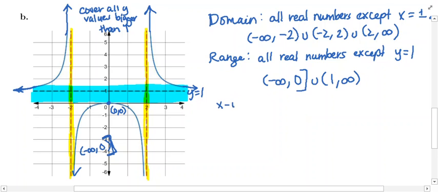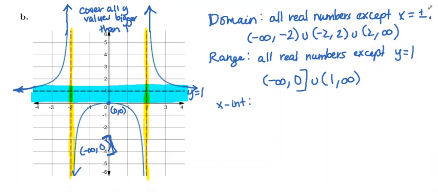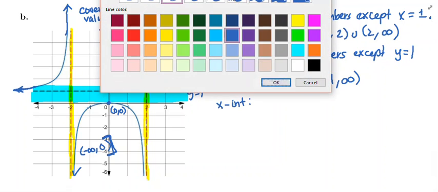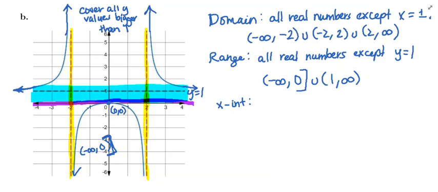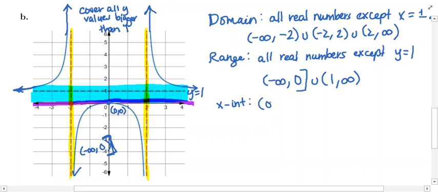So let's look for any x-intercepts. In purple, I'm going to travel along the x-axis here, and we see that the blue curve intersects the x-axis in one point, the origin. So the origin is going to be an x-intercept here.